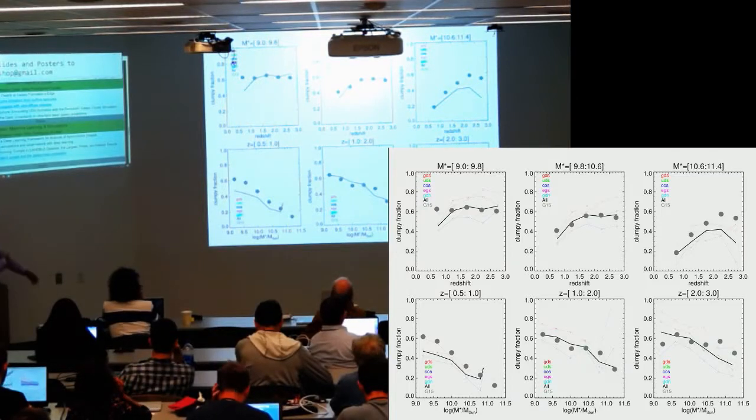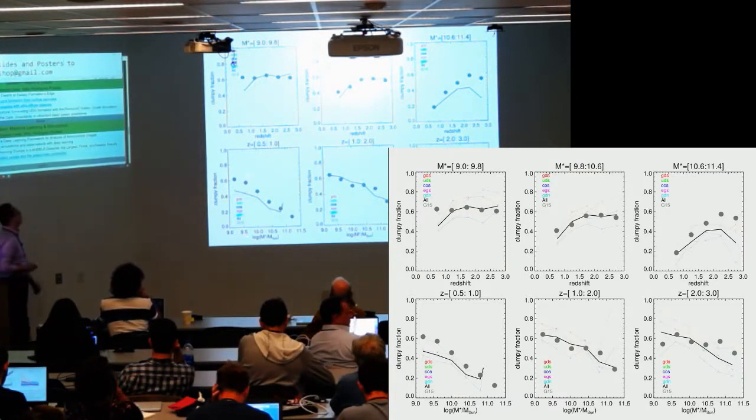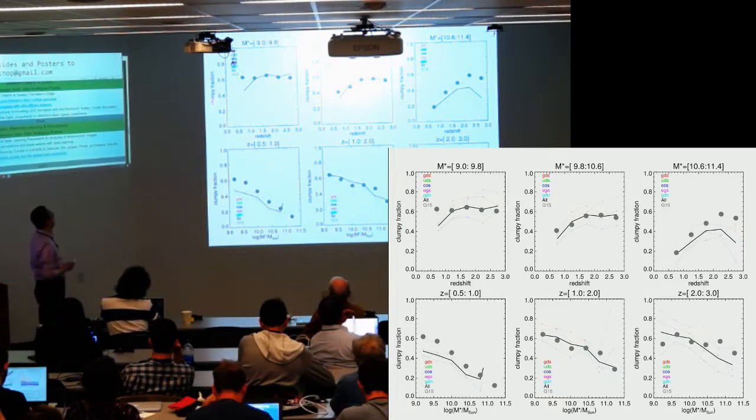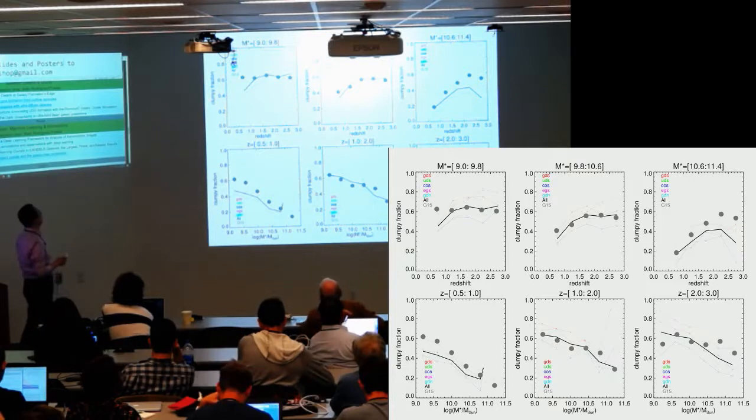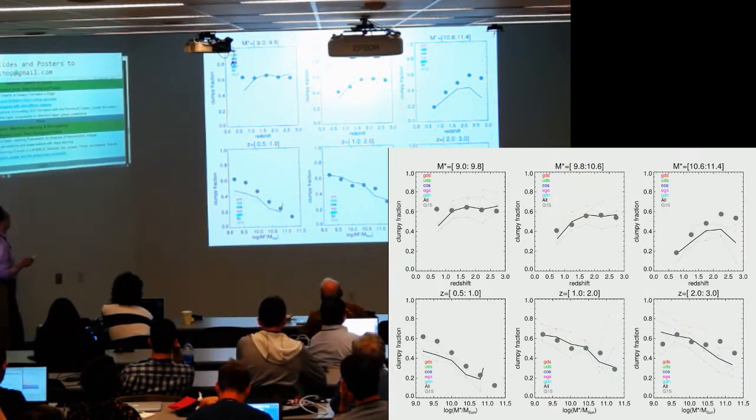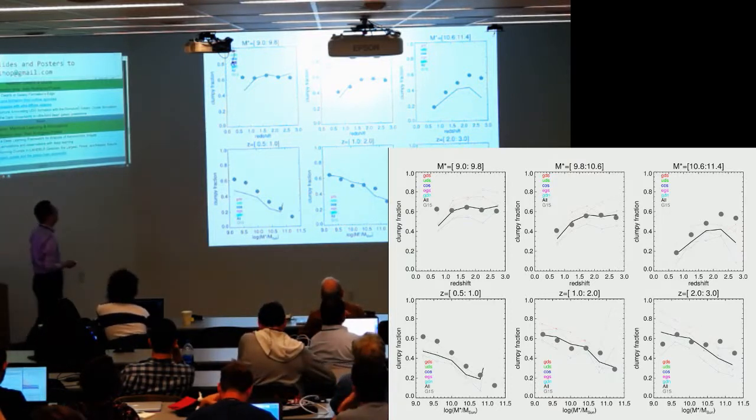Okay, now I'm going to show you some preliminary results. First, what we want to do is try to reproduce the clumpy fraction as a function of redshift and stellar mass. Clumpy fraction means if you have 100 galaxies, how many of them have at least one off-center clump.